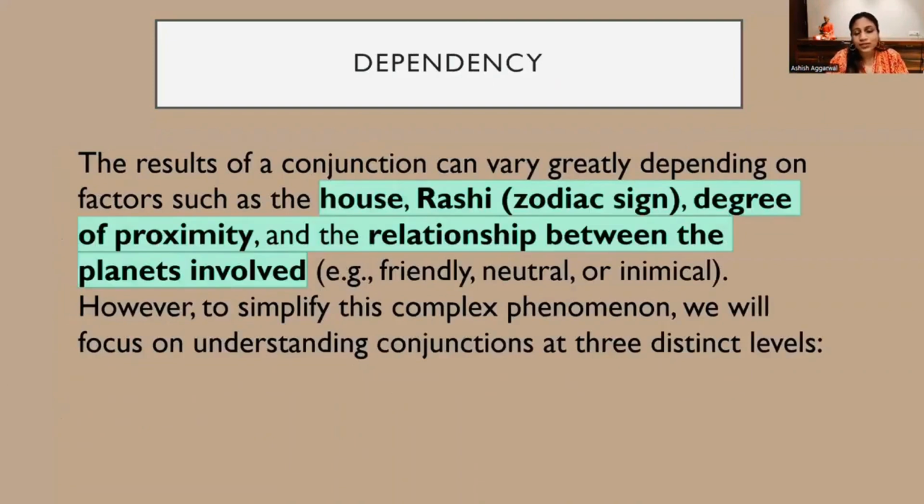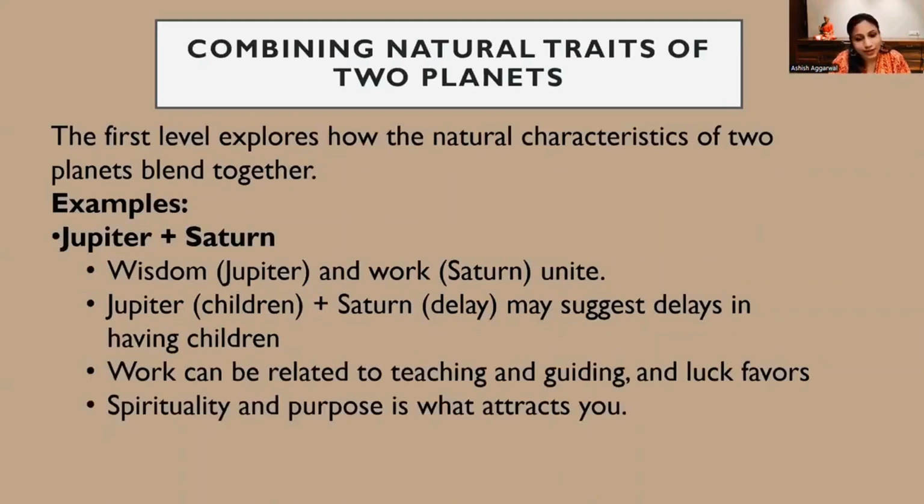Conjunctions depend on which house they are in, which sign they are in, degree-wise, how far apart they are, how close the planets forming the conjunction relate to each other, and how they relate to the ascendant lord. All these factors can make a conjunction good or bad. But without going into this complexity, today we will simply understand conjunctions by taking an example.